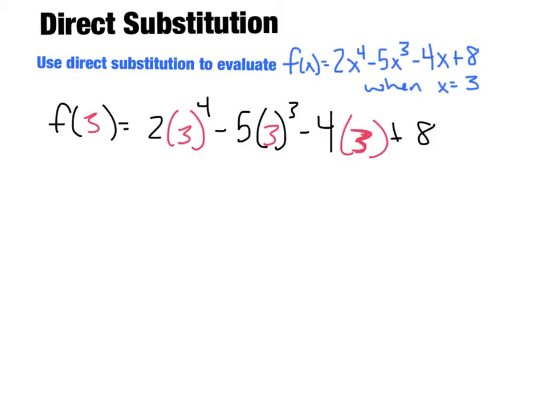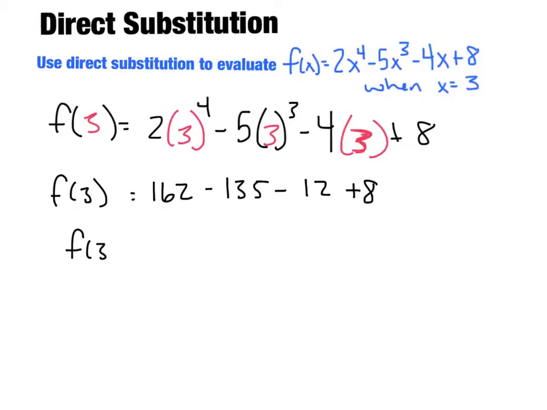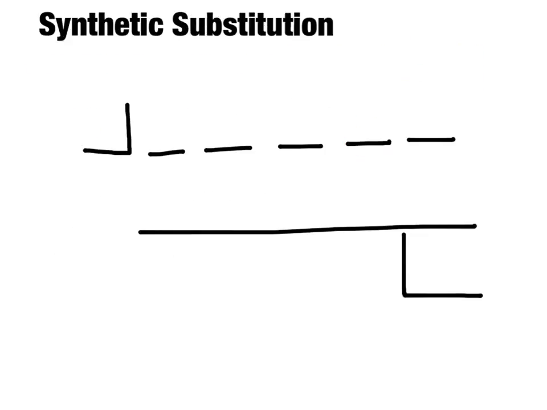So f of 3 equals 162 minus 135 minus 12 plus 8. So f of 3 equals 23. So that's how we use direct substitution to evaluate when given an x. That's it. Okay, synthetic substitution.